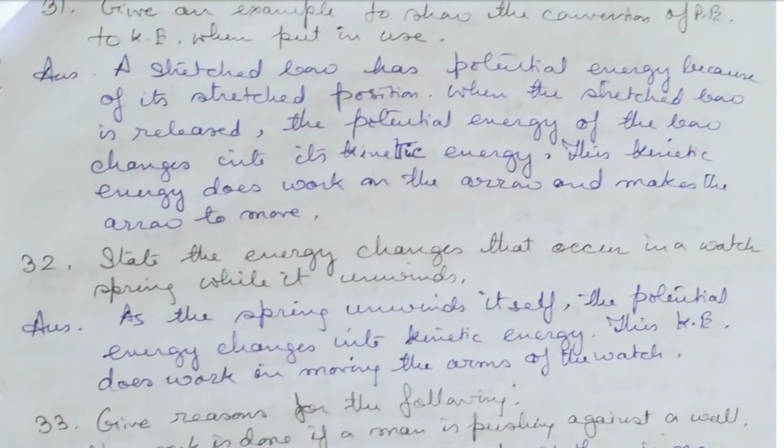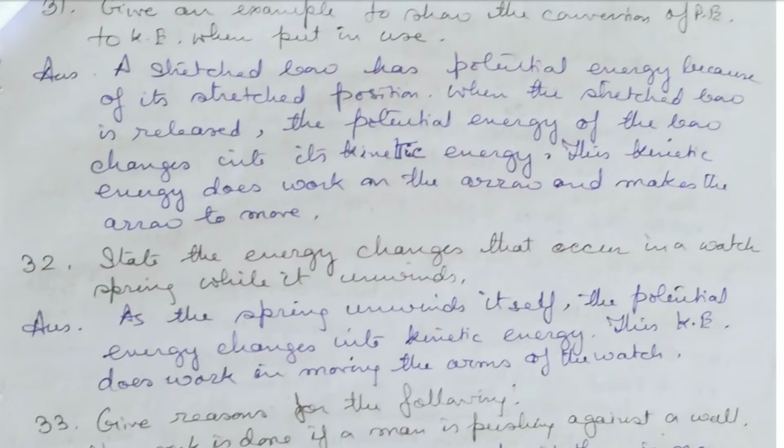The stretched bow has potential energy due to its stretched position, and when it is released, the potential energy of the bow changes into kinetic energy. This kinetic energy does work on the arrow and helps it to move.